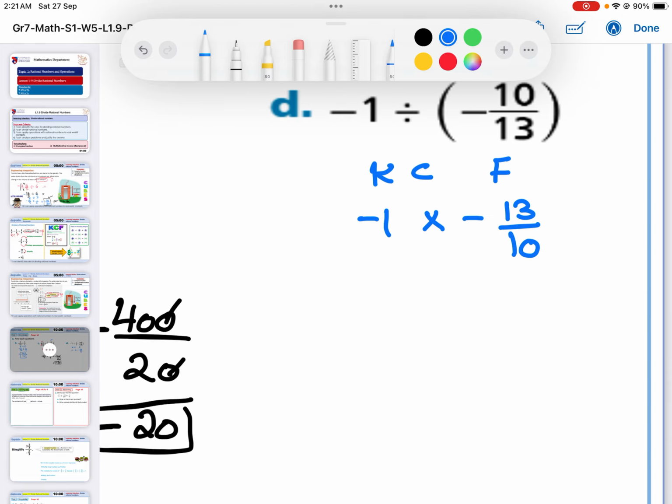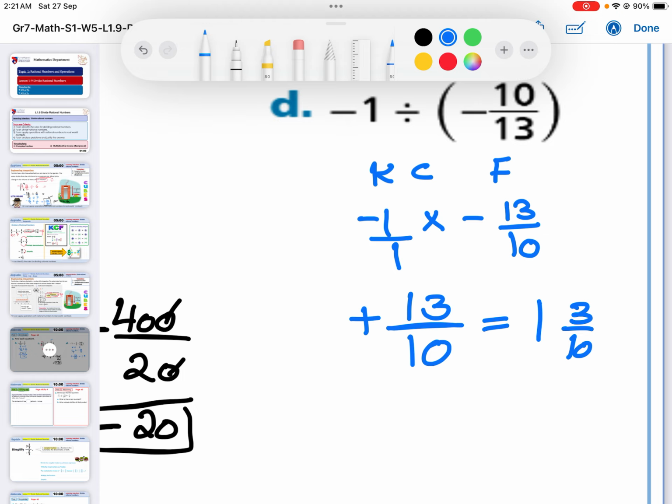Okay. Now let's multiply. Some of the students, they say, Miss, what do I multiply 10 with? Well, negative 1 is a whole number, and to write it as a rational number, all you have to do is just divide by 1. It won't affect it, because any number divided by 1 is the same number. Okay, now let's multiply. 1 times 13, that's 13. 1 times 10, that's 10, and the sign will be positive. Okay, if you want to simplify it, you can do a long division. This one is easy actually. How many tens are in 13? 1 ten. The leftover will be 3 tenths.